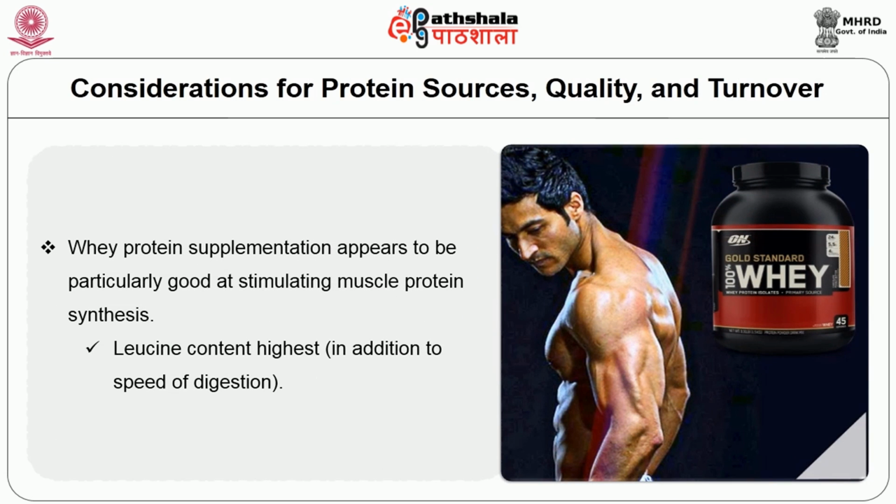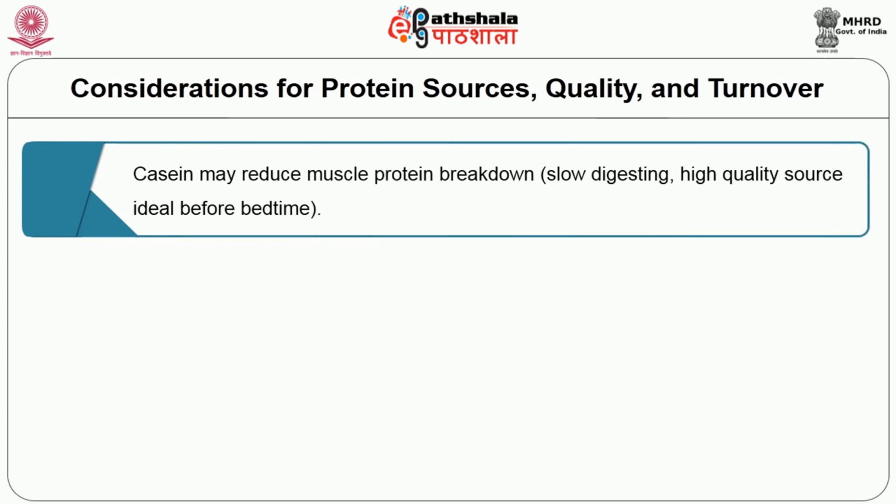Whey protein supplementation appears to be particularly good at stimulating muscle protein synthesis. See, there are differences between casein and whey. Both are proteins only, but whey protein supplementation in particular has shown good stimulation of muscle protein synthesis. Leucine content is highest in it, in addition to its speed of digestion. Casein may reduce muscle protein breakdown. It is a slow digesting, high quality source, ideal before bedtime.